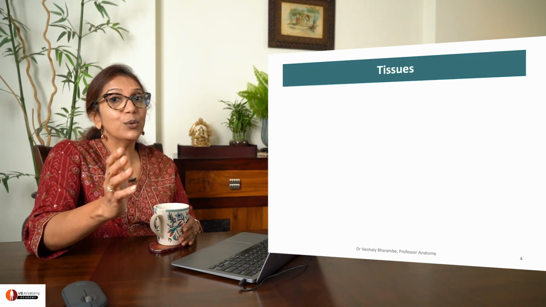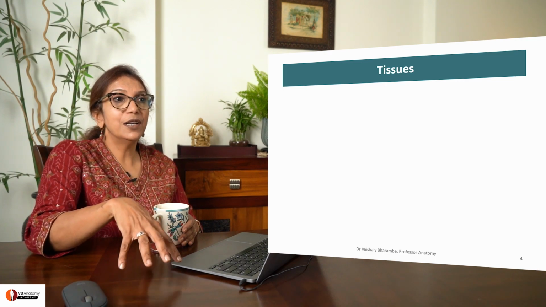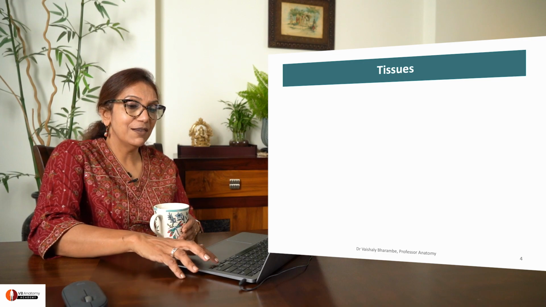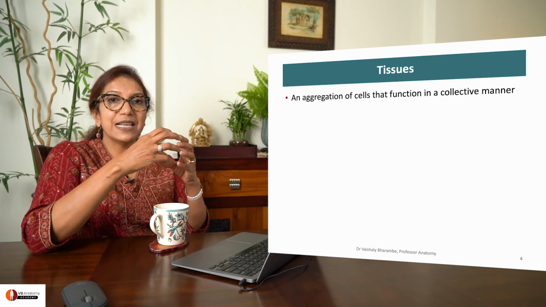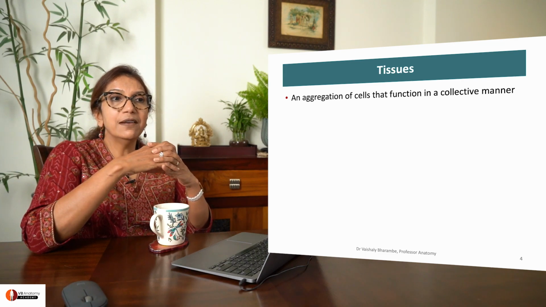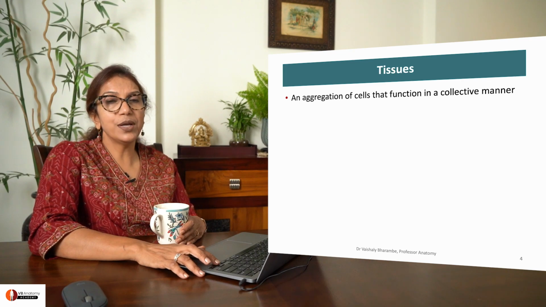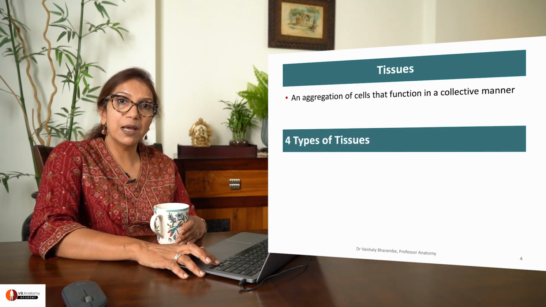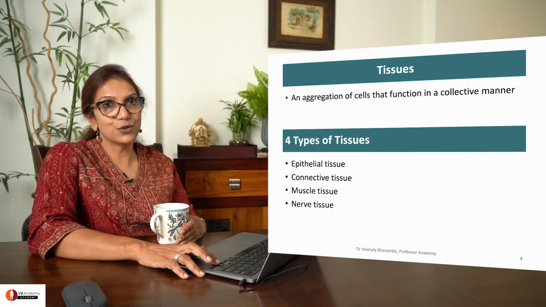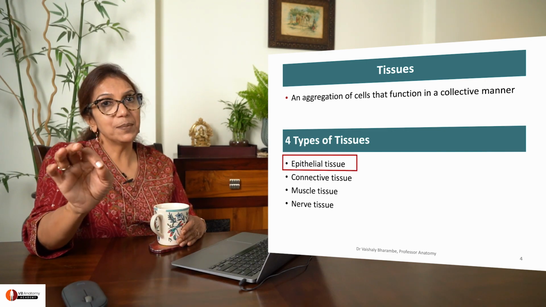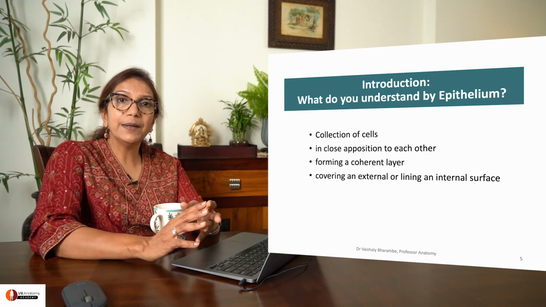We'll come to what we're going to cover today, but first let's think, what are tissues? Tissue is a collection of cells which are functioning in a collective manner. It's a group of cells which are aggregated and they function in a collective manner. So, human body has got 4 types of tissues: epithelial, connective, muscular and nervous tissue, out of which we are at the epithelial tissue. So, what do you understand by epithelium?